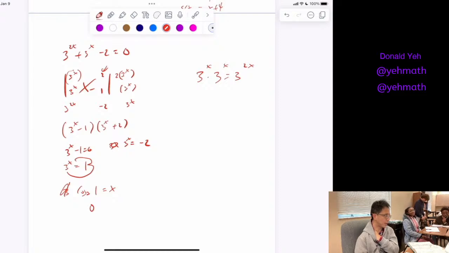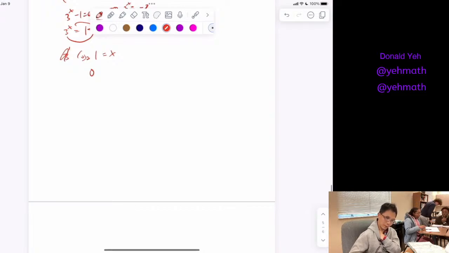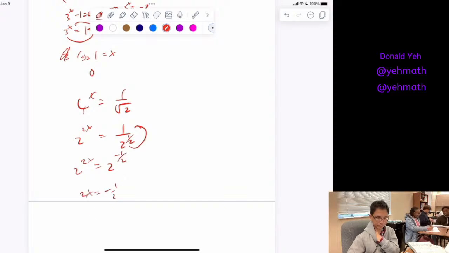Any other questions? Somebody asked me a good question here. One other question somebody asked me was 4 to the x equal to 1 over square root 2. This one, just find a common base. If you realize that this is 2 to the 1/2 power, and 4 to the x is 2 to the 2x. Now you can convert to the top using the negative exponent rule. So it'll be 2 to the 2x equal to 2 to the negative 1/2. And that's that.